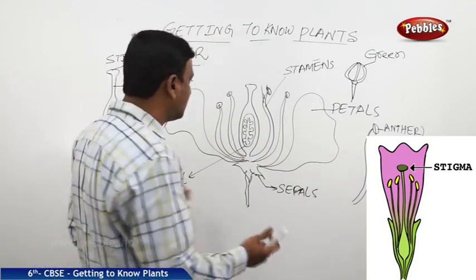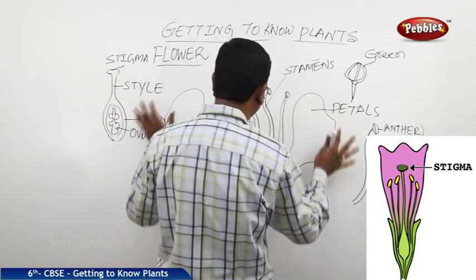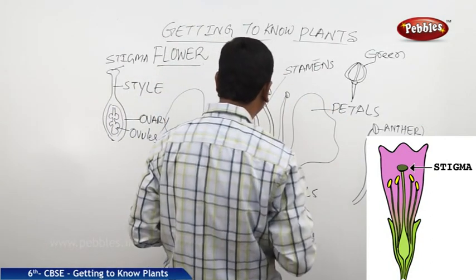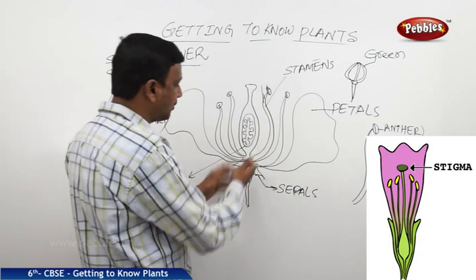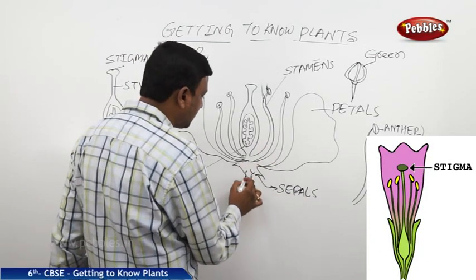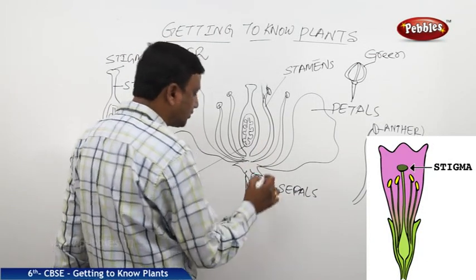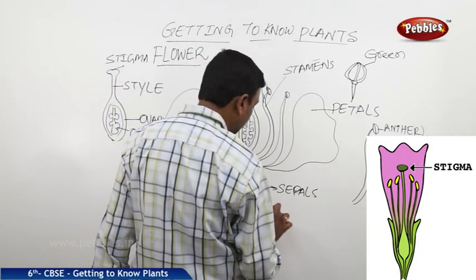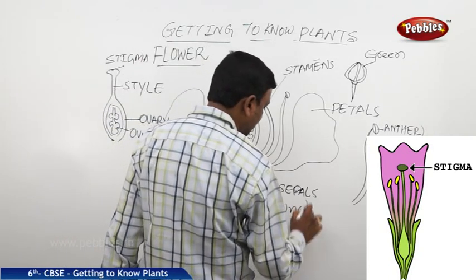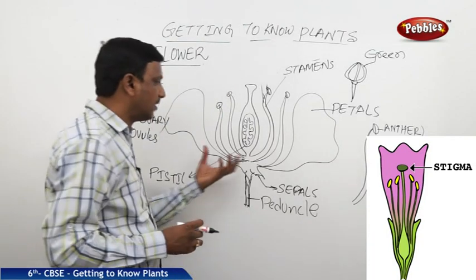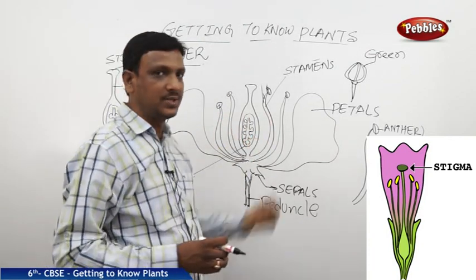Now here we forgot to mention one important part. You see that all the parts of the flower are arranged and connected, and they are held by a stalk called the peduncle. So this is the one on which all these parts are attached.